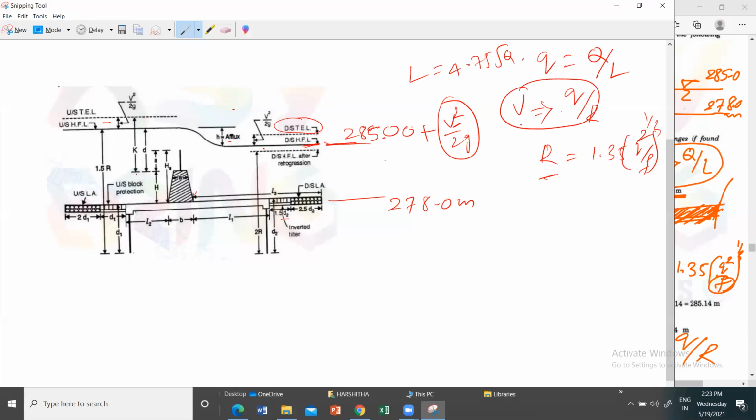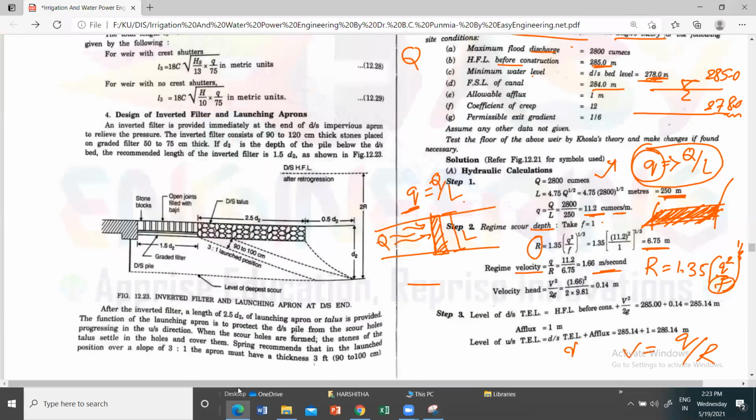To calculate velocity, we need small q by R. This is the formula for R, and this is the formula for Q. To get Q we need L, and this is the formula for L. After getting this, calculate V square by 2g. Here we are getting the V square by 2g value as 0.14 meters.